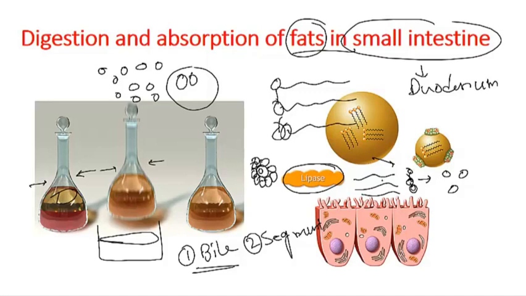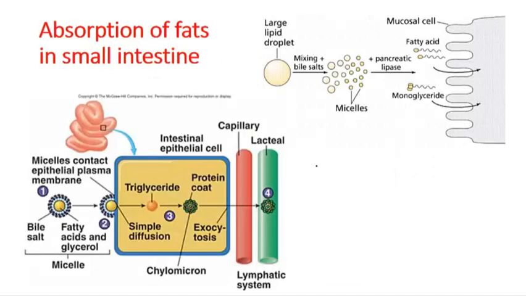And why is it required? Let's say this is the large lipid droplet, mixing of bile salts, breaking them down into smaller fragments known as micelle, and micelle is formed even after the breaking of the fragments. We have those bile salts to cover them up. That's what we call micelle here.